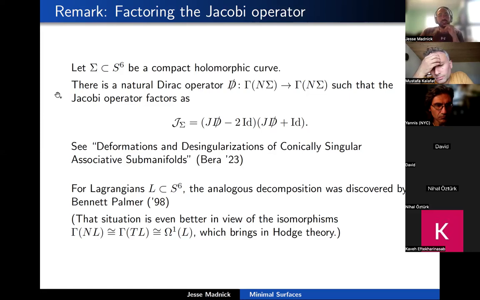And so for Lagrangians in S6, you can do a similar thing. I won't write it down, but it turns out that for Lagrangians, the situation is even better because the normal bundle ends up being intrinsic, right?